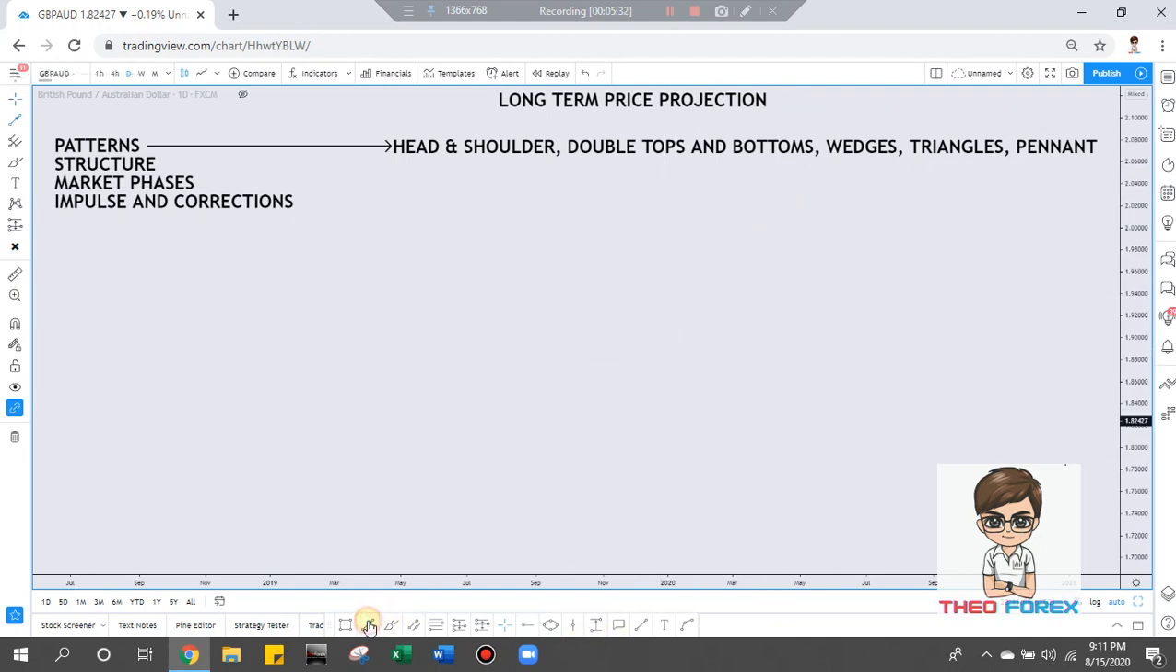Now, when it comes to structure, I've explained market structure over and over again on the group, and almost every time I lay emphasis on market structure.